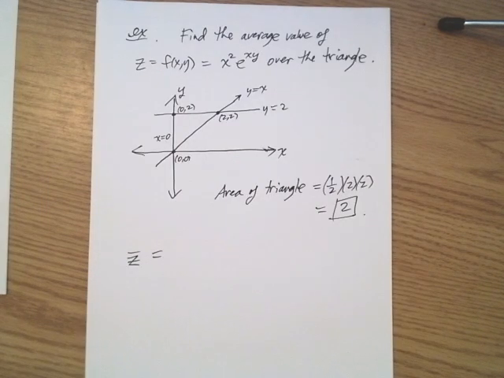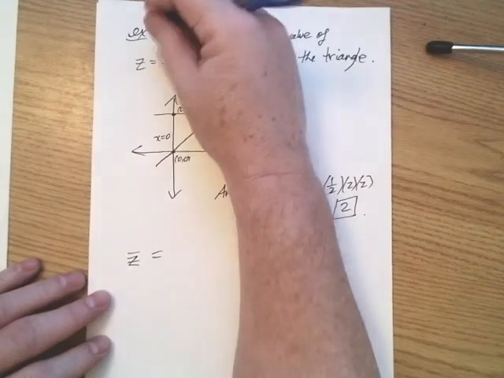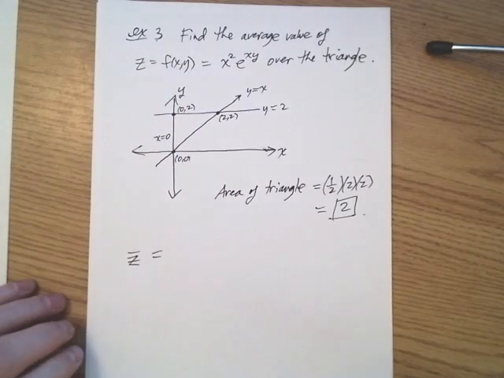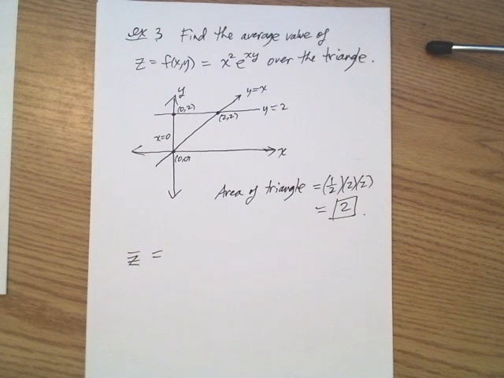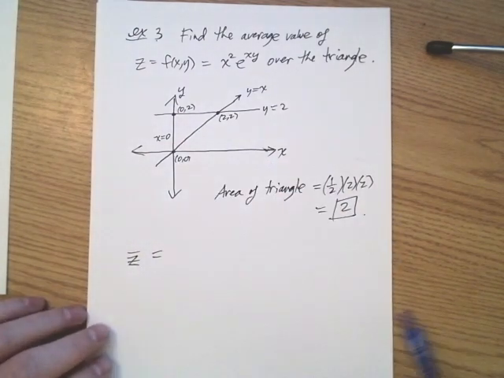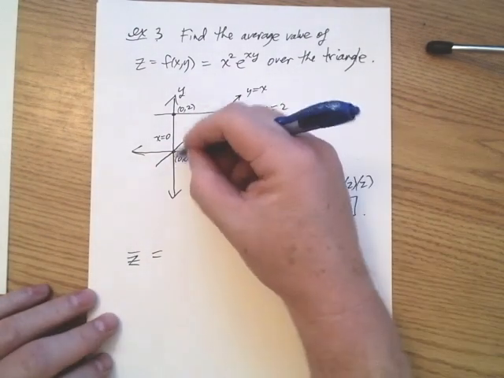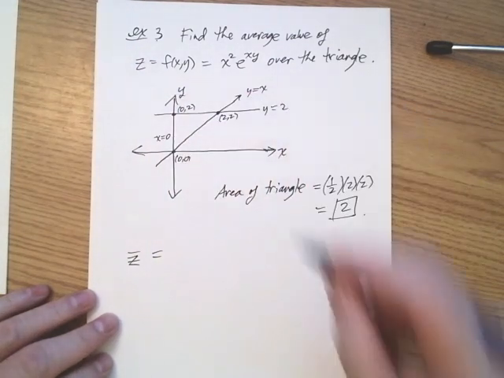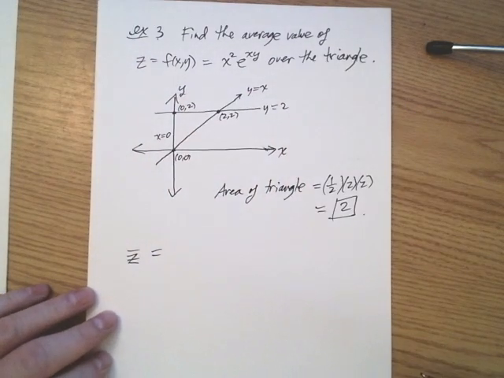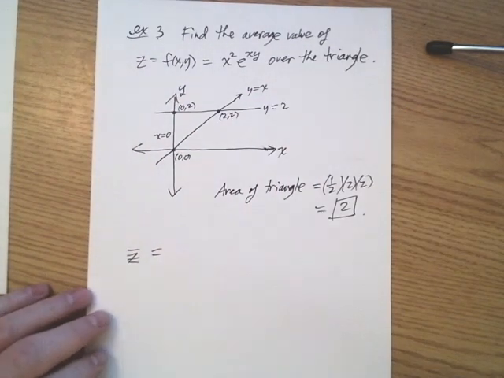Okay, let's go ahead and work one last average value problem here. This is example 3, I guess. Find the average value of z equals f of x, y equals x squared e to the xy over the triangle here. This is the triangle below. It's bounded by the y-axis, the horizontal line y equals 2, and the line y equals x here.